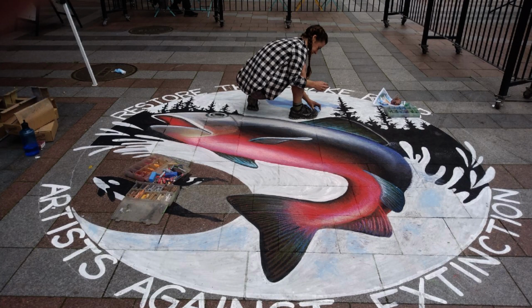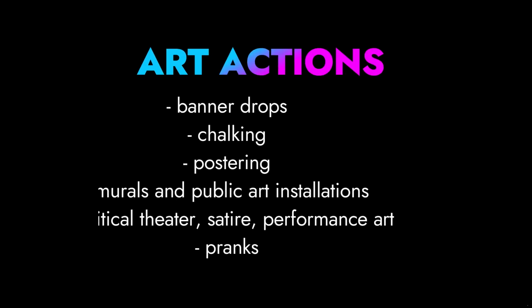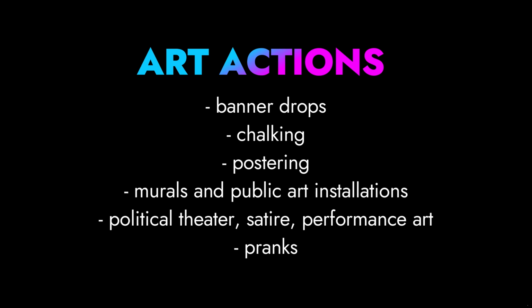A fifth family of tactics is art actions, and examples of this include banner drops, chalking, murals, and other public art installations, political theater, satire, performance art, even pranks. When art actions like these are part of a strategic campaign plan, they can erode public confidence in a target, threaten a target's reputation, or inspire people to take action on an issue. So they can be utilized effectively in both hero and pressure campaigns.